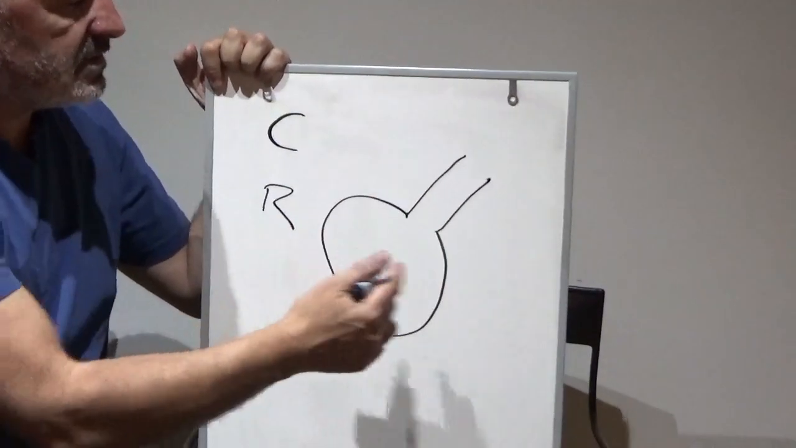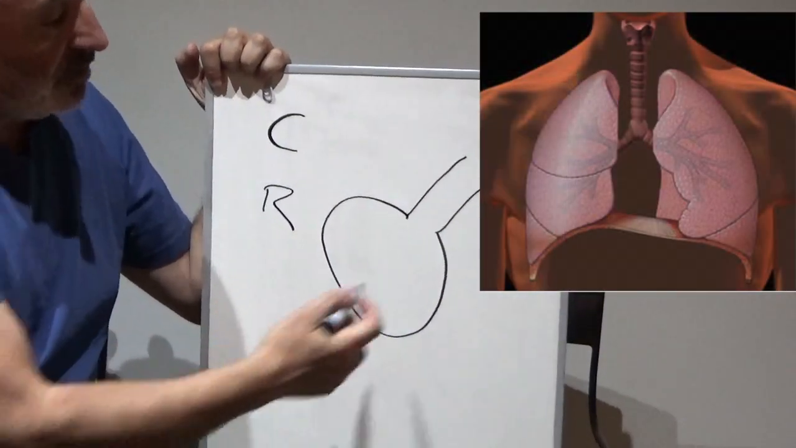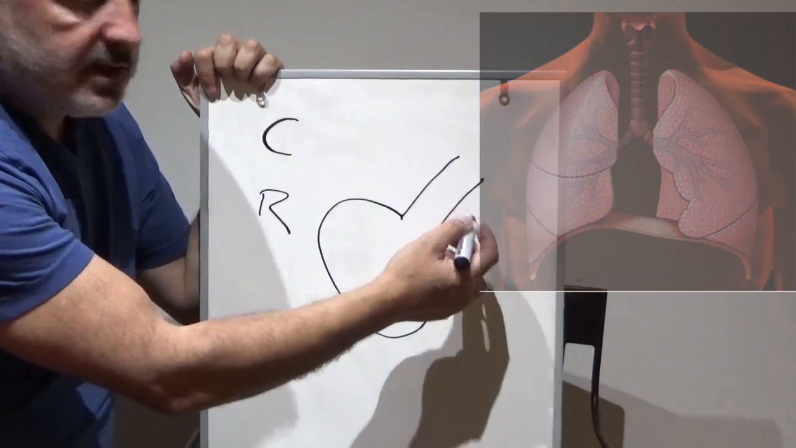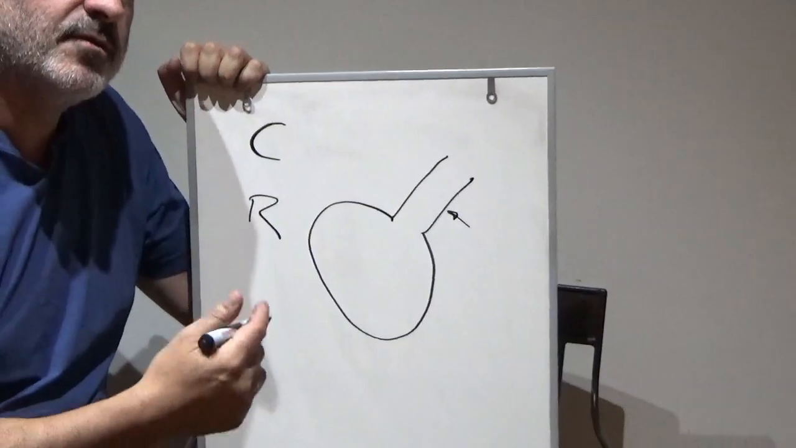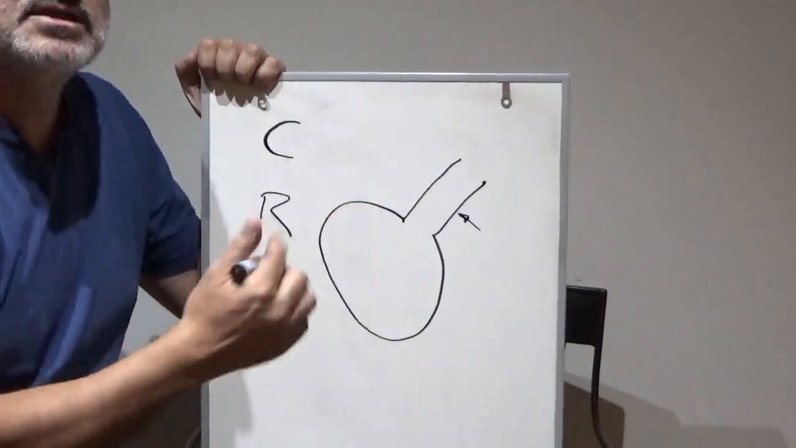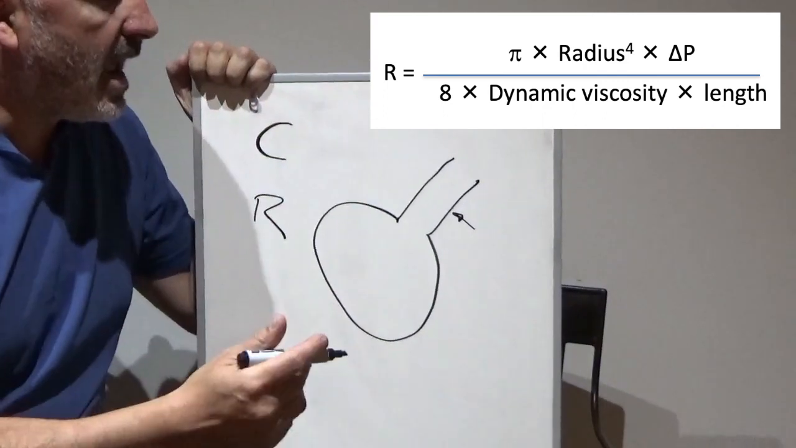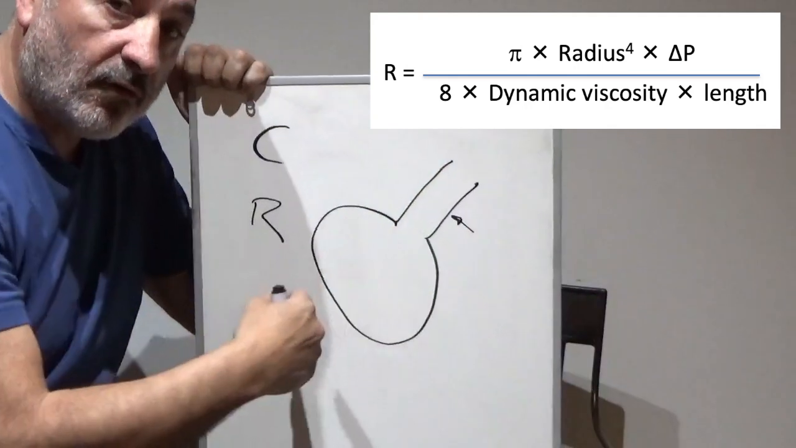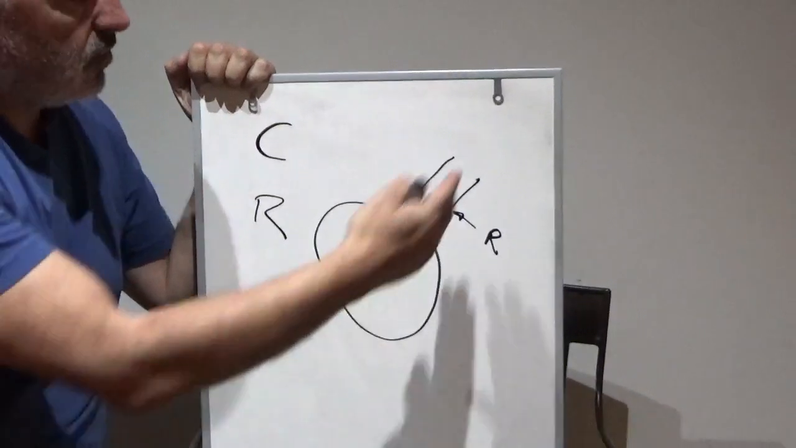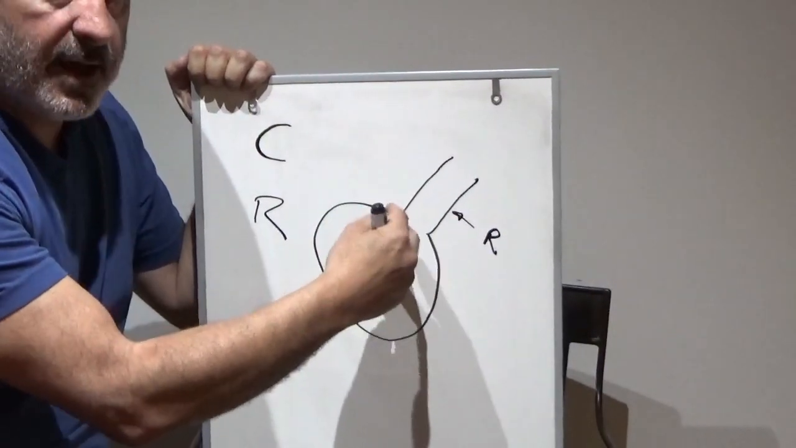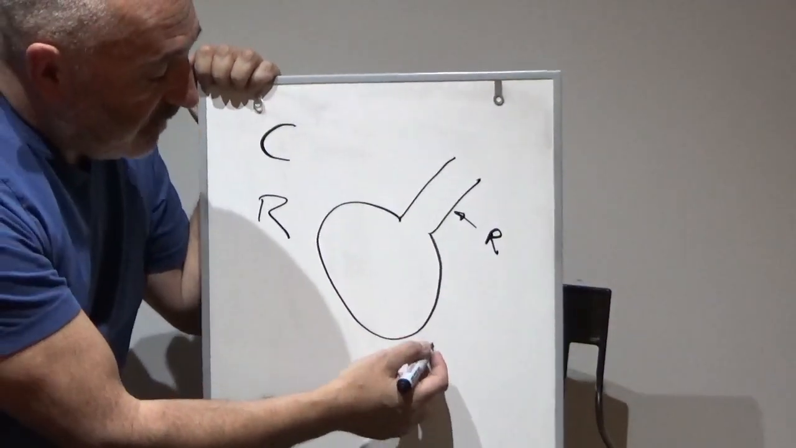In the respiratory system, we can summarize it in this simple picture. We have here the airways, and the flow through these airways depends on the resistance, and the resistance depends on the radius to the power 4 and the length of this airway. This is the airway, and the airway influences the resistance. And we have here the alveoli.